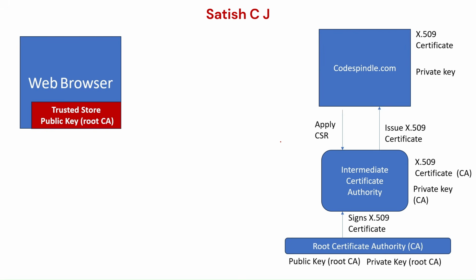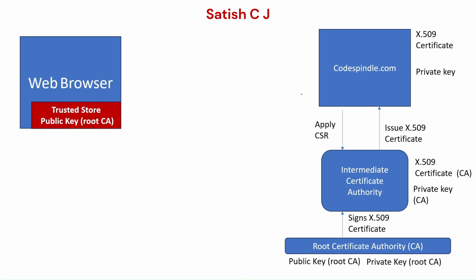And we also have our web browser, the client from which we are going to connect to codespindle.com, and in the web browser's trusted store we have the root CA's public key, which comes pre-installed in these trusted stores. We have taken an in-depth look at all these things in our previous lecture video on X.509. Please have a look at it so that it's easy for you to understand this specific lecture.